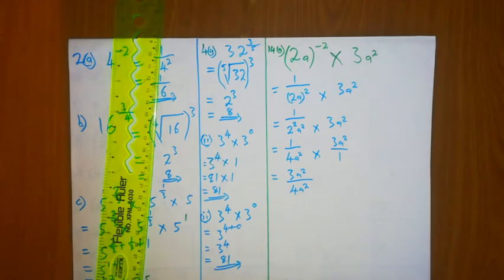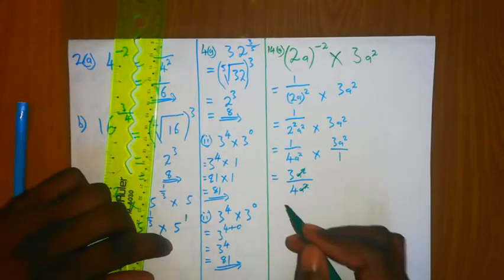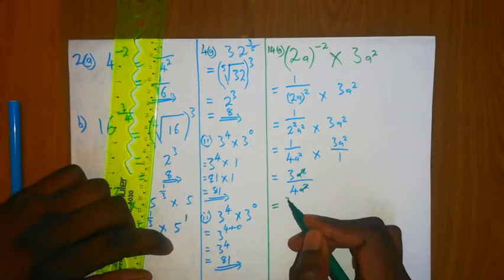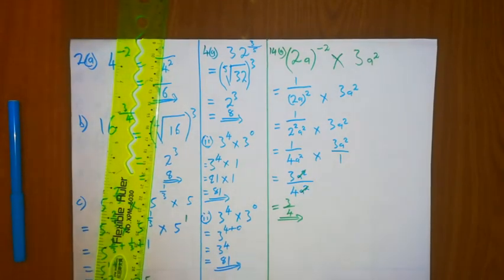I'll then cancel my like terms that I have here. It's a squared, a squared. I'm left with 3/4. So my final answer is equal to 3/4. That is my final answer.